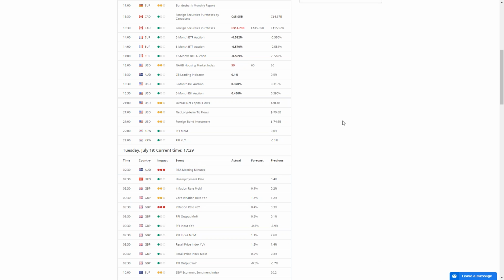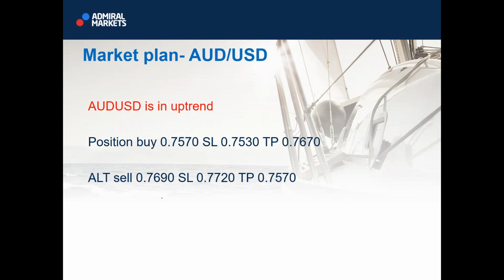Alt means alternative trade. So guys, this is important. This trade will be a risky one. So there is a risk warning that I will put here about this trade because of RBA meeting minutes. But still, I think that these levels could hold. So let's see.